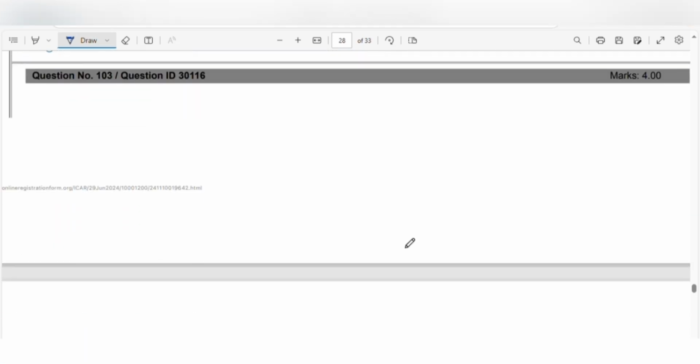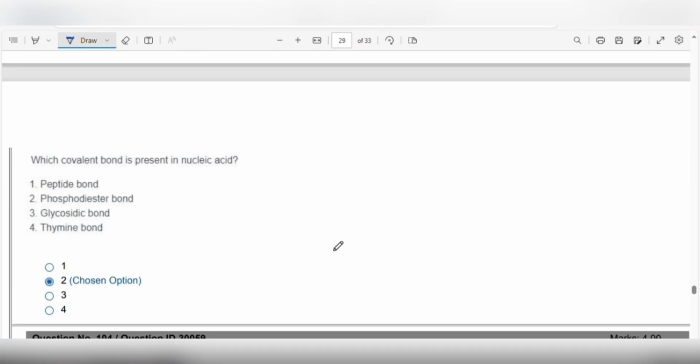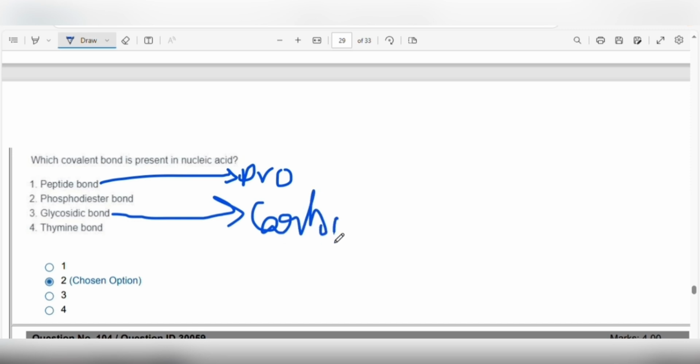Let's go on to the next question. Which covalent bond is present in nucleic acid? Another question from biomolecules, as you can see. And this question you must know. There is no concept or anything, so you should know. Peptide bond is present between amino acids in a protein, right? Glycosidic bond is present between monosaccharides in a carbohydrate, right? Or sugar, we can say. And thymine bond, I am not sure where it is found.